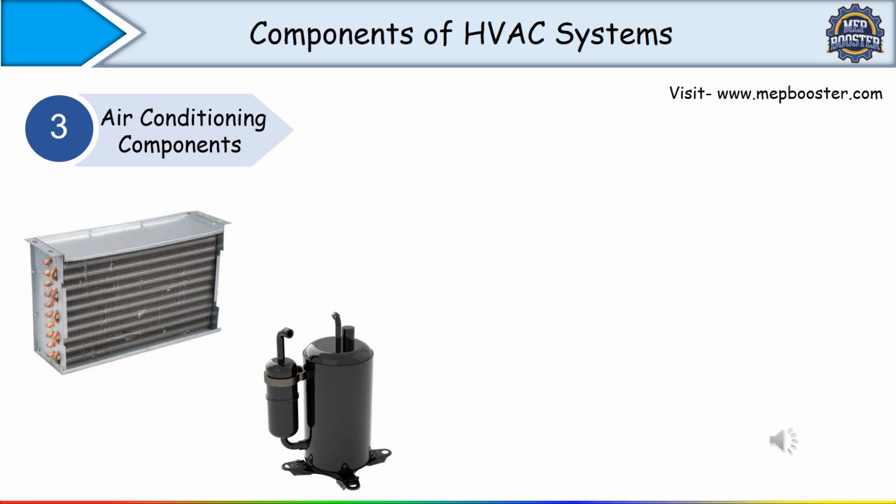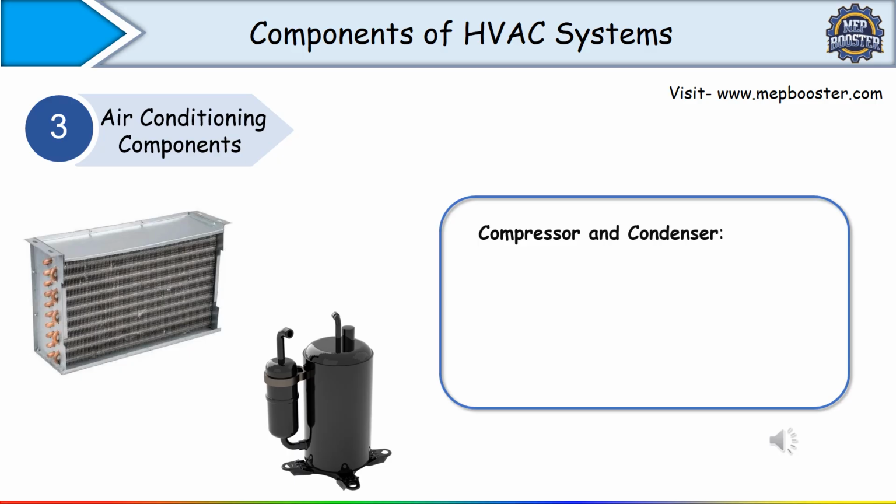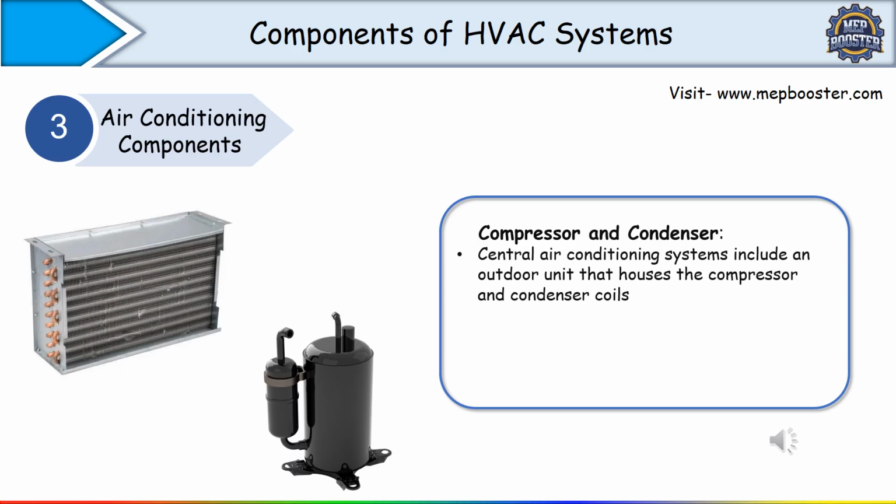Next is air conditioning components. Here also we have different components of air conditioning. In that, the first is compressor and condenser. See, a central air conditioning system includes an outdoor unit that houses the compressor and condenser coils.